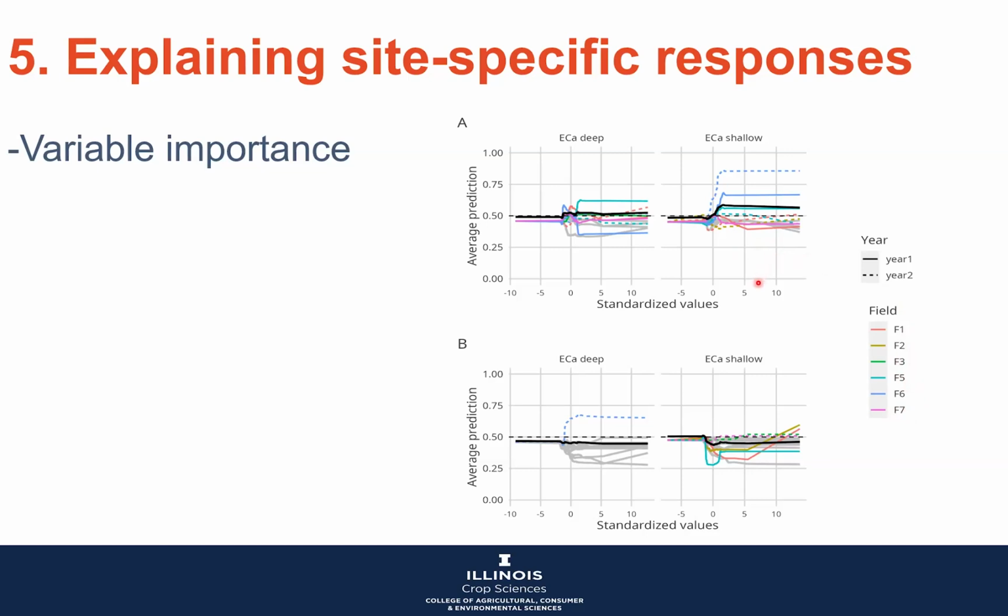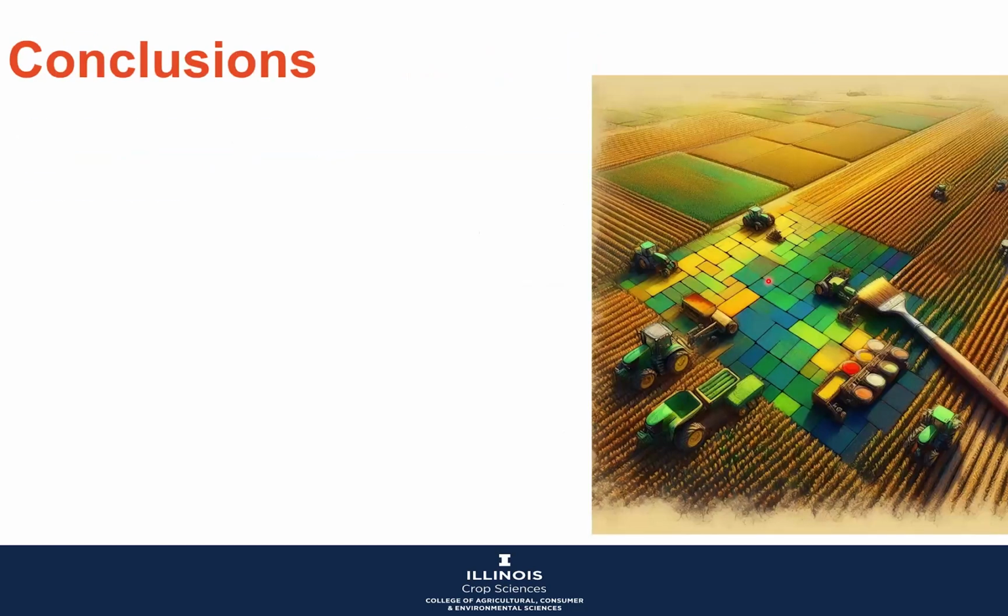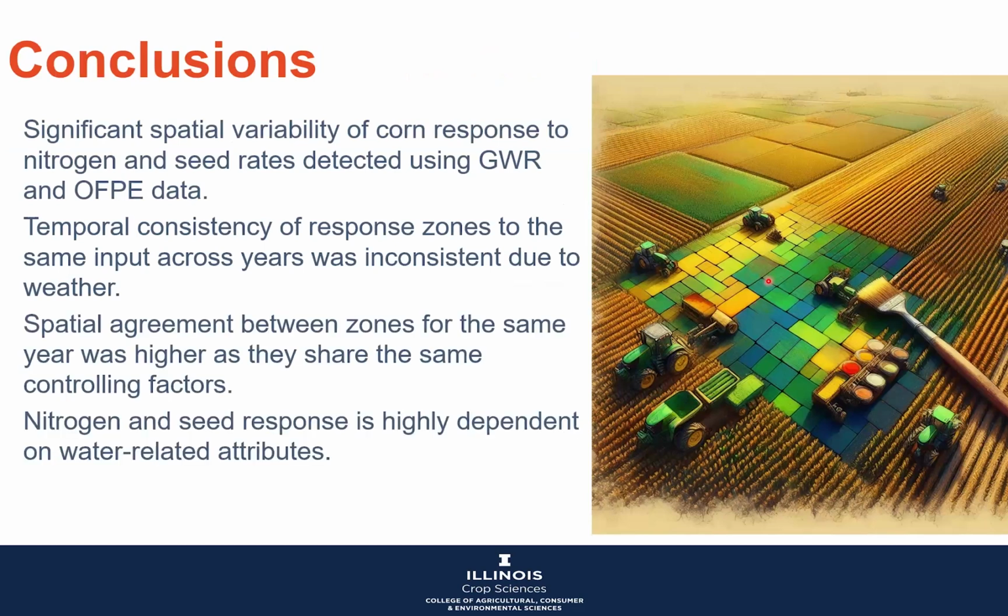So apparently, what is causing a lot of this year-to-year variation on these responses to crops is basically weather-soil interactions plus the inputs that are happening. So the temporal consistency of the response zones to the same inputs across years was inconsistent, mostly due to the weather. And the spatial agreement between zones for the same year was higher as they share similar controlling factors. So year-to-year variability is much more significant than the variability that you can see for different inputs on the same season.